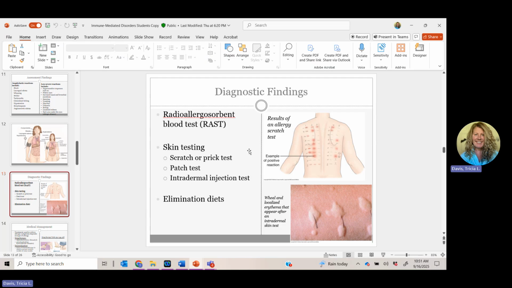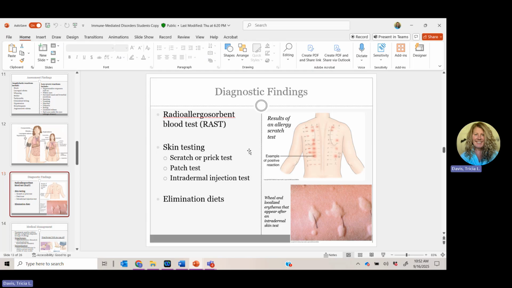All right, so what would we do to diagnose these patients? We can do something called a RAST test, which is a radioallergosorbent blood test, to see what type of allergens they have. Usually we send them to a dermatologist and they'll do skin testing. Typically they do a scratch or a prick test, okay? They can inject these patients with a variety of different allergens to see if their body is going to react. They can do a patch test or an intradermal injection test.